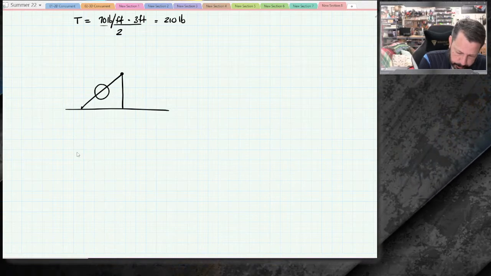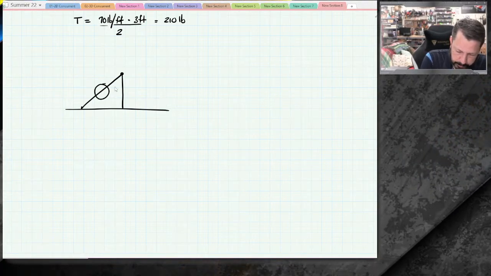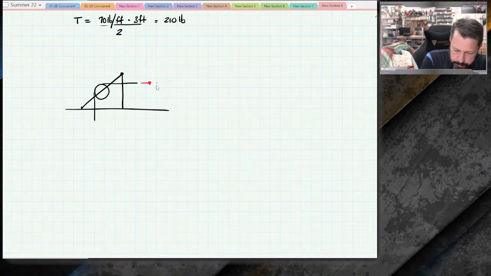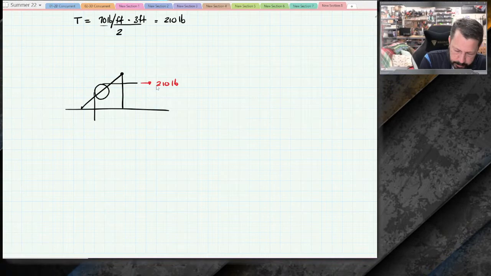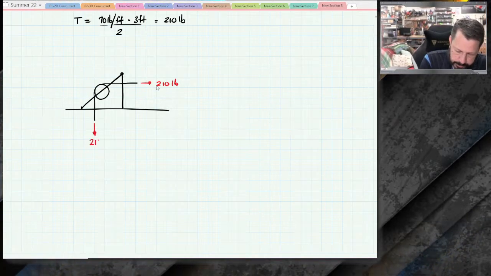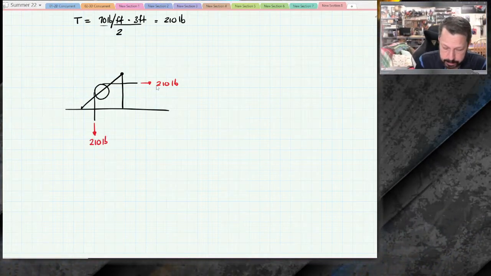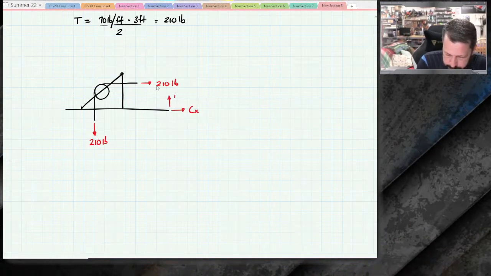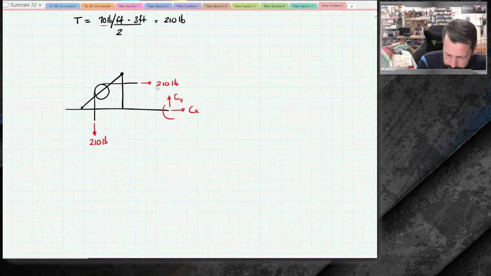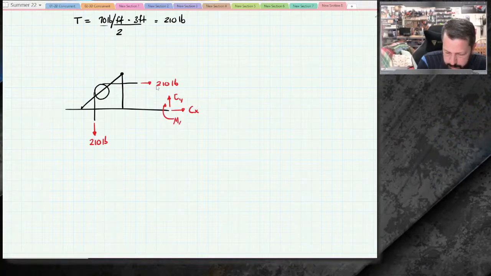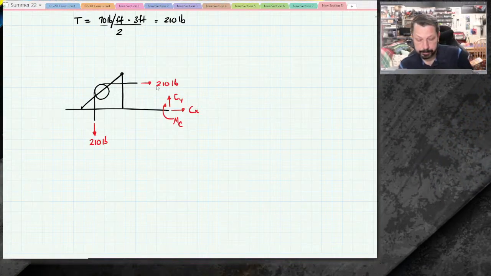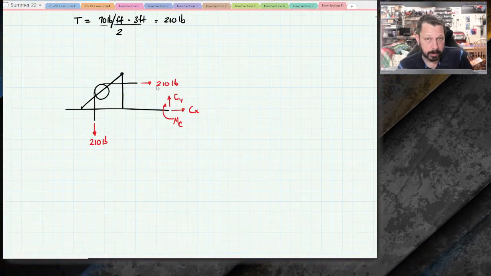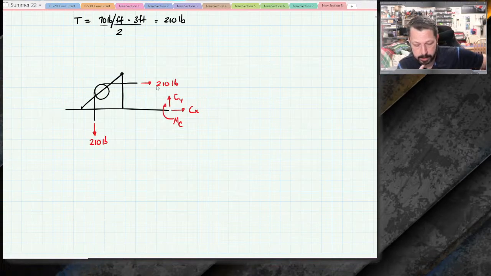And we've got that pulley there, and we've got the rope coming off. Tension in the rope is 210 pounds. This is 210 pounds, the weight of the sand. We have Cx, Cy, and the moment at C. We don't know what direction those are going, so I drew them all positive, assuming that clockwise is positive on my moment at C.